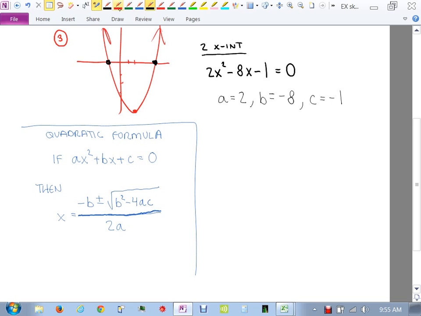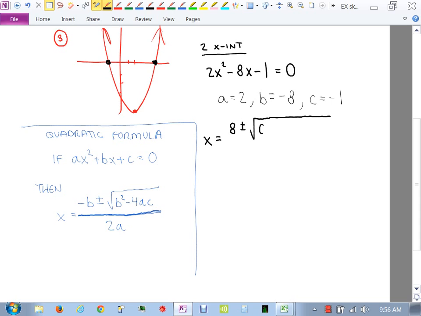And here comes the application of the formula. My solutions should be positive 8 plus or minus the square root. Now I'm supposed to square b, right? What's b squared?